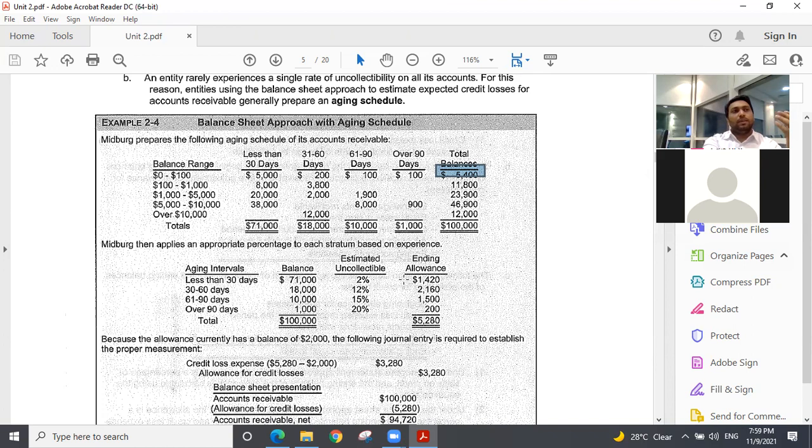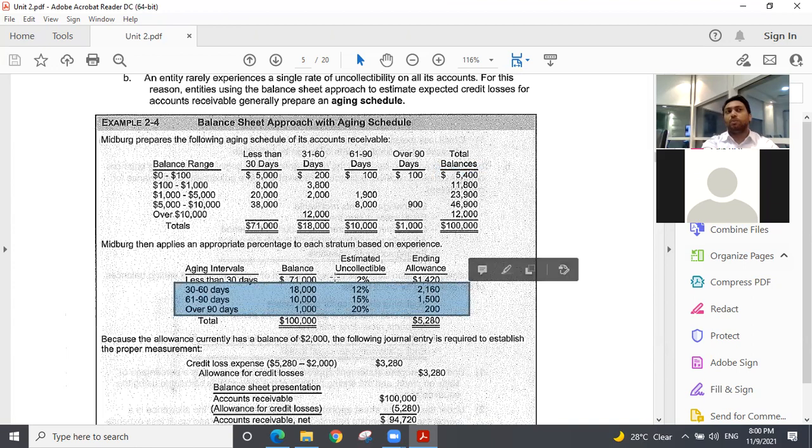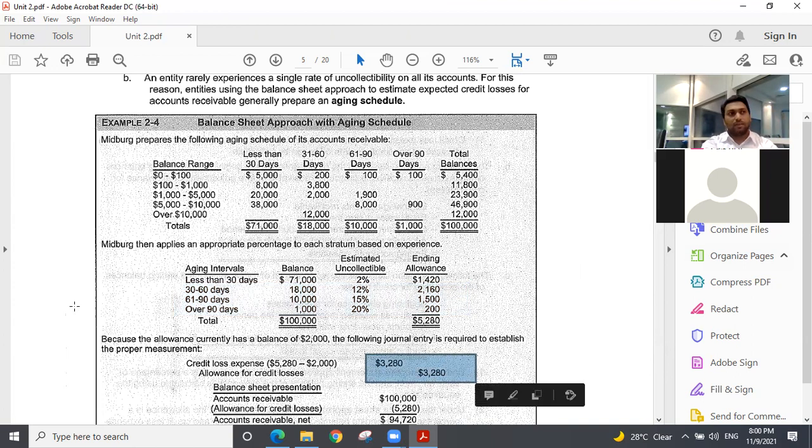So what we will do is give a higher percentage for a higher probability of non-collection. For example, here, this is all management's discretion. Management can decide how much percent they want to take. So for the 90 days they took 20%, and for the latest sales they gave only 2%. This way they calculate the ending allowance, 5,280. In this case, your ending allowance should be 5,280. Out of this, you have an opening balance of 2,000, right? So current year expense will be 3,280. Clear?